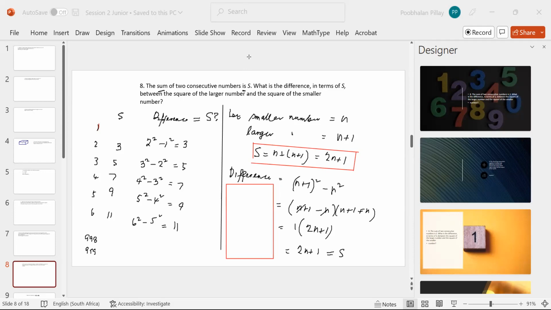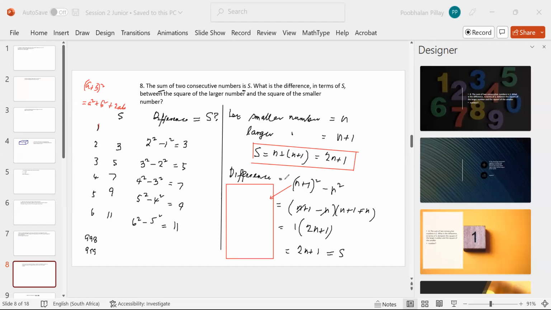You could have worked out n plus 1 all squared minus n squared the long way. In that case, what would you have done? You expand n plus 1 all squared. Remember, a plus b all squared is a squared plus b squared plus twice the product.